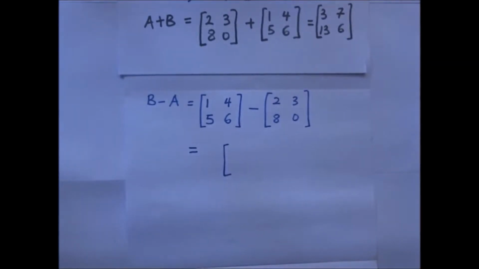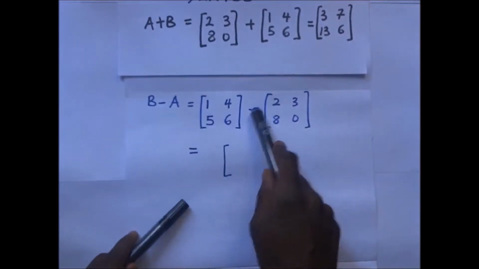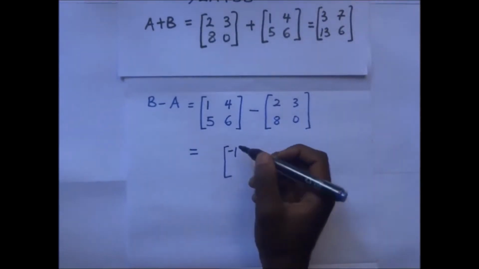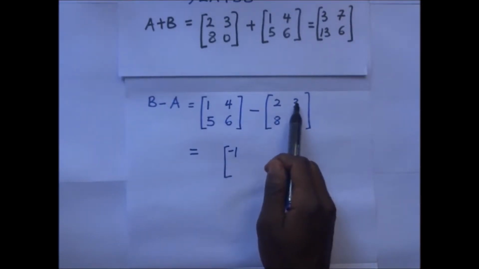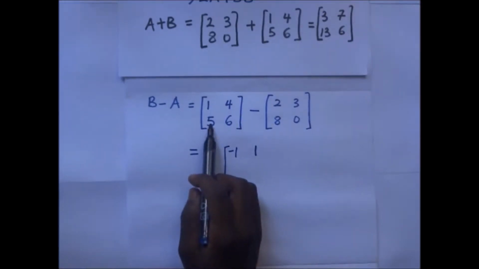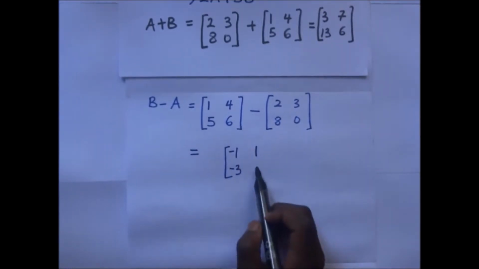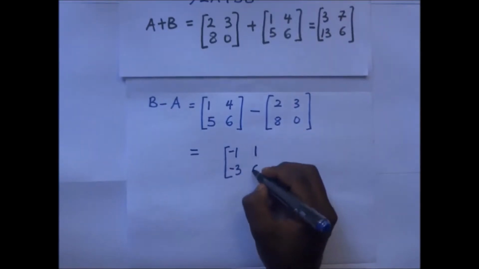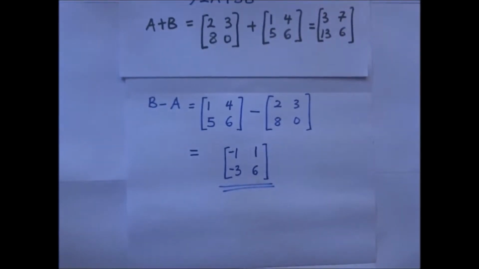So we get the topmost one, 1 minus 2, giving us negative 1 for that slot. Then for the next slot here, it's going to be 4 minus 3, which gives us 1. For this slot here, it's going to be the corresponding elements, 5 minus 8, giving us negative 3. Then for this slot here, it's 6 minus 0, which gives us 6. And that's the answer. That's how we add and that's how we subtract matrices.